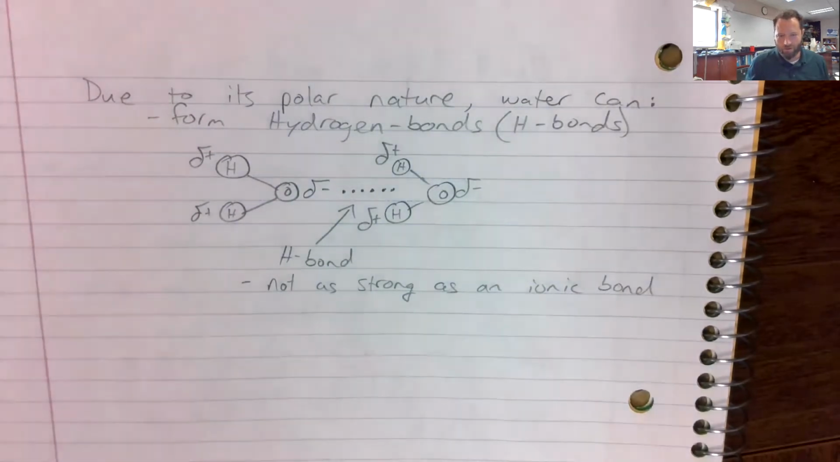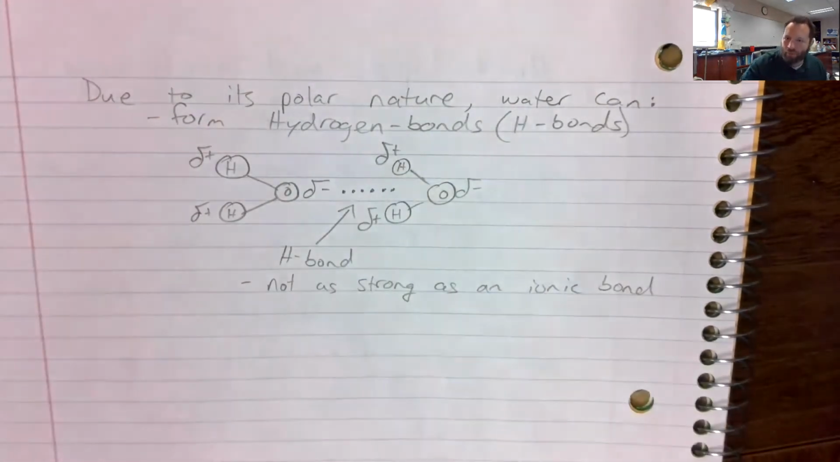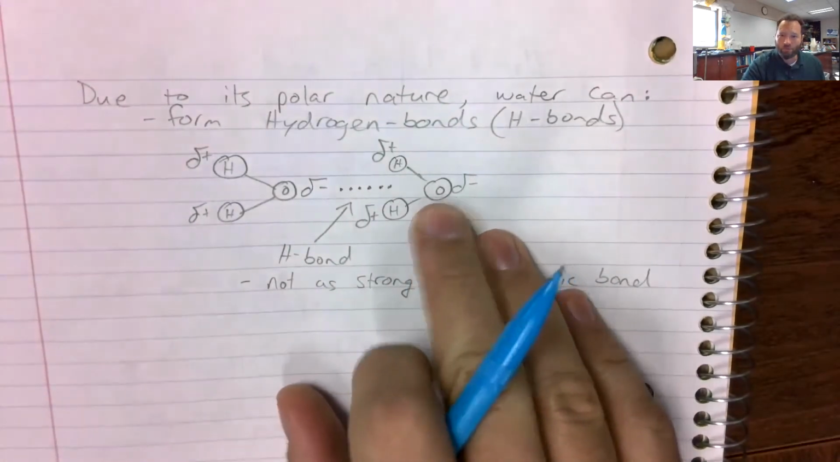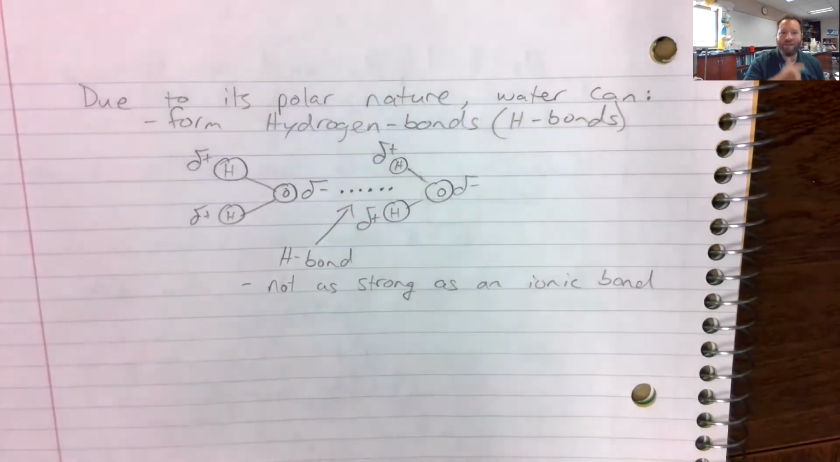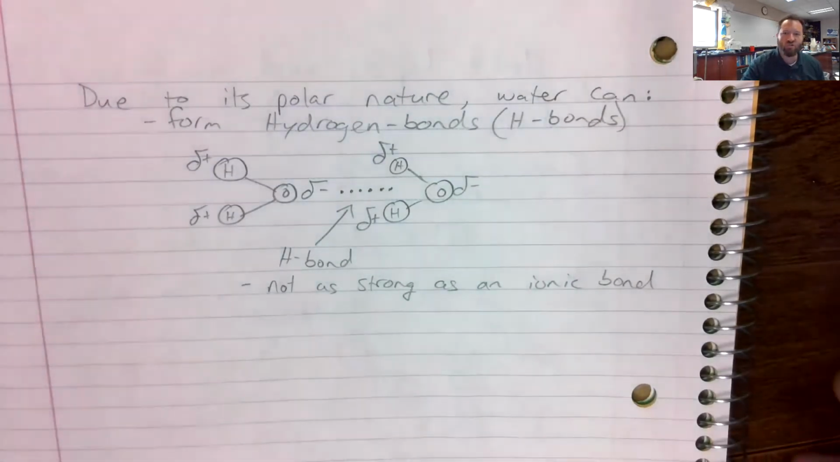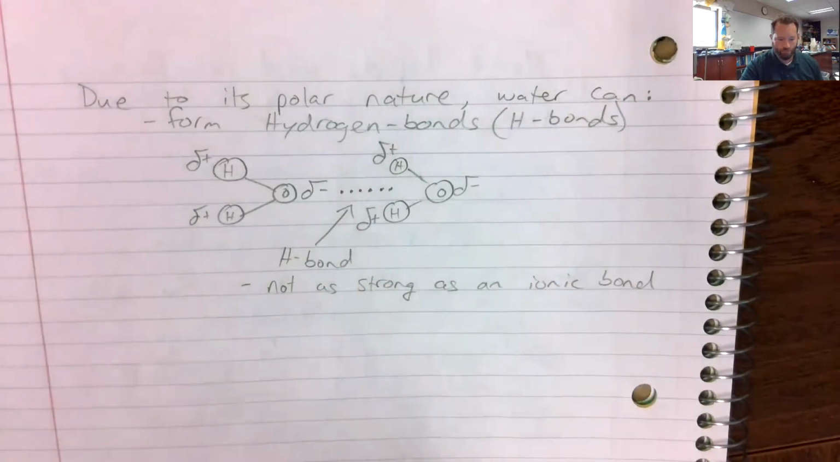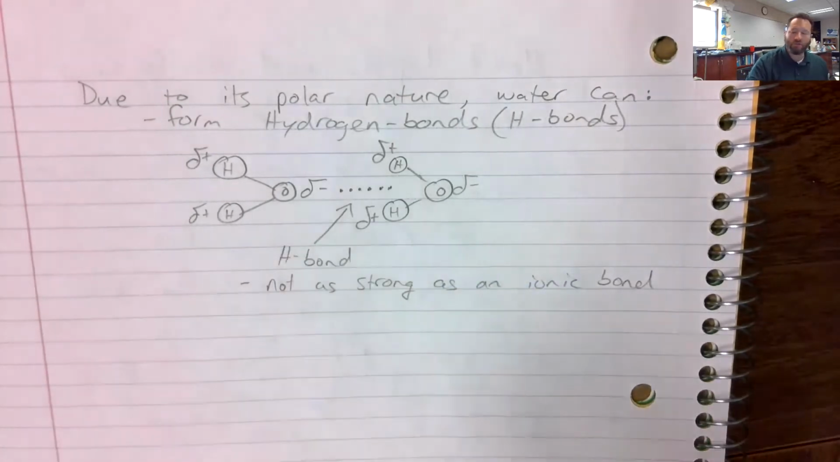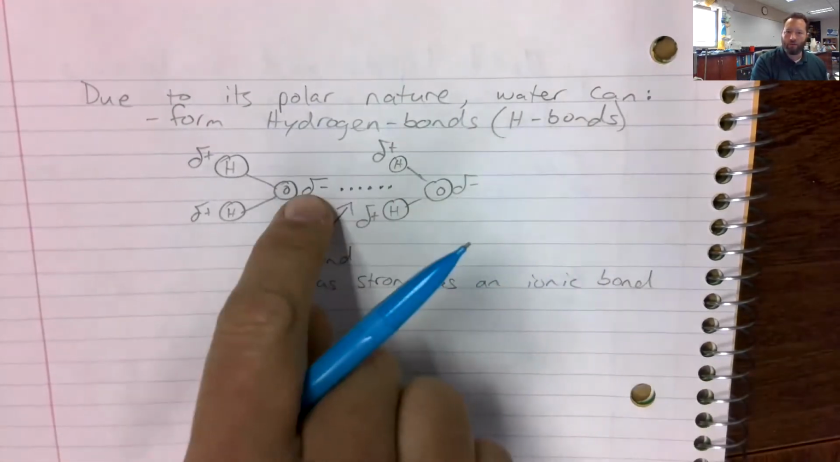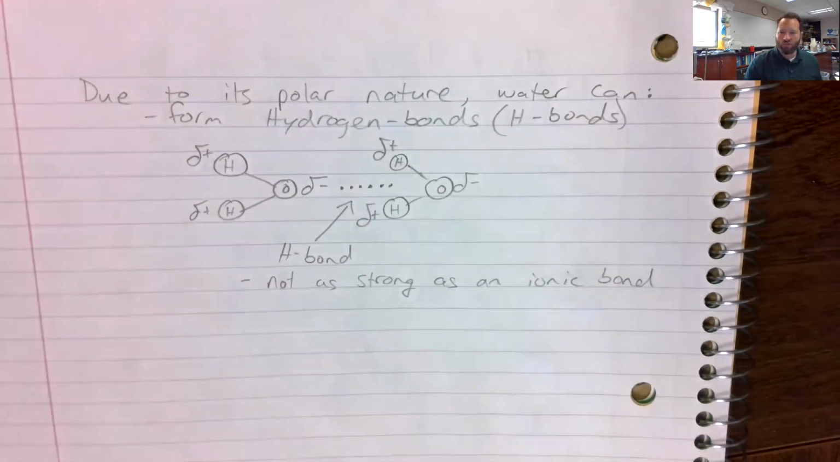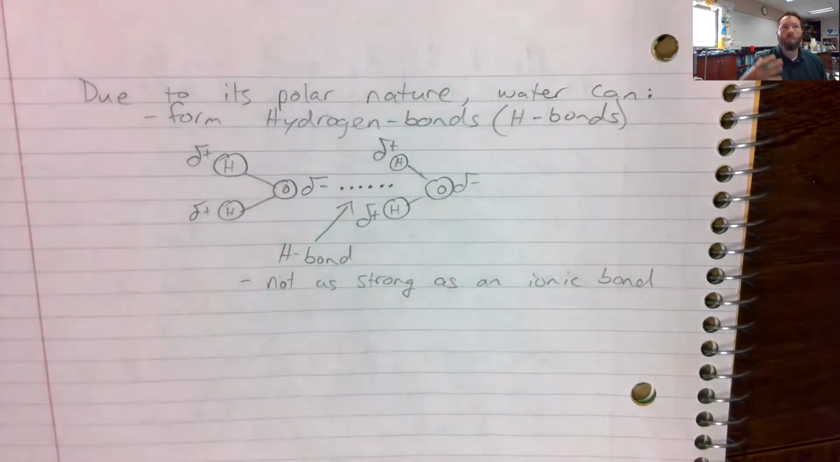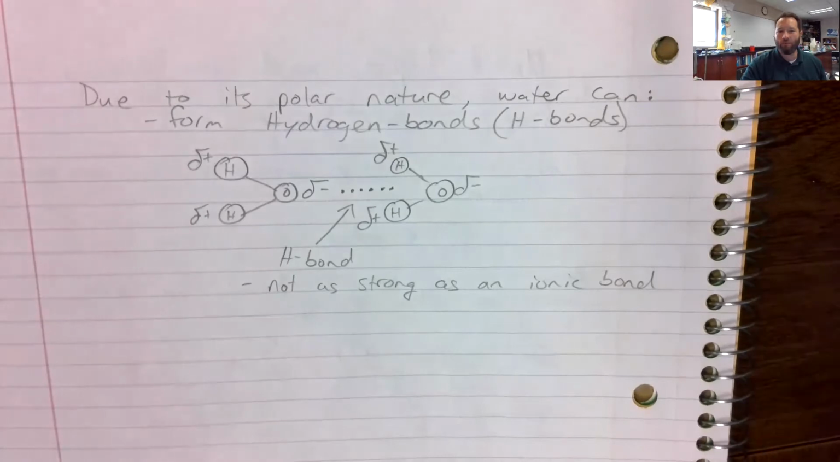which is a good thing. If it were as strong as an ionic bond, we'd have problems breaking them apart. And this is one of the reasons why water is a liquid at room temperature. Most small molecules, carbon dioxide, methane, oxygen, nitrogen, are all gases at room temperature. Water is a liquid. These hydrogen bonds keep the molecules held together, and that's why it's a liquid. They're not held together so tightly that they can't move, and that would be when it would become a solid.